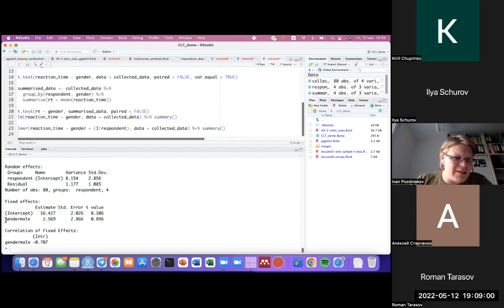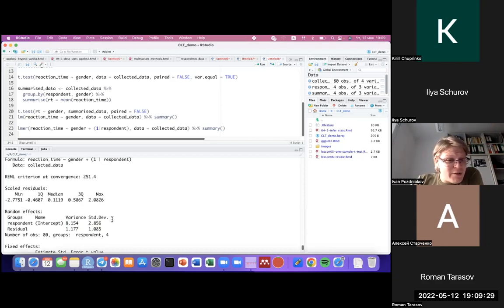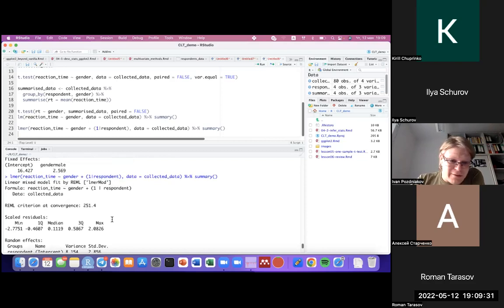And what is of particular interest is this line, gender male. So we have an estimate for the slope. We have a standard error. And as usual, the t value is just the estimate divided by the standard error. So you can just check that this t value is the estimate divided by the standard error. But the problem is that this package will not give you p-values.